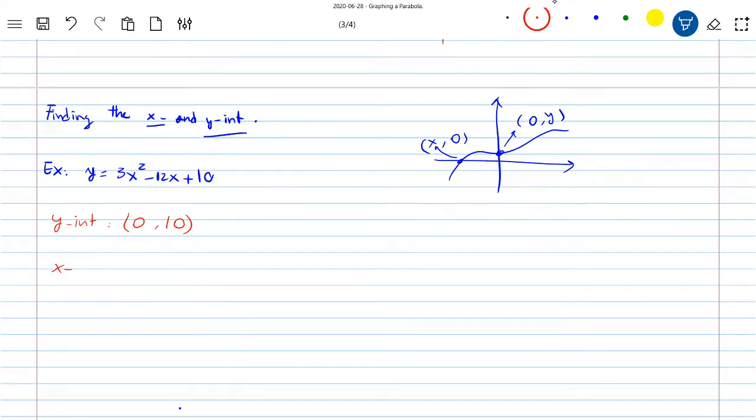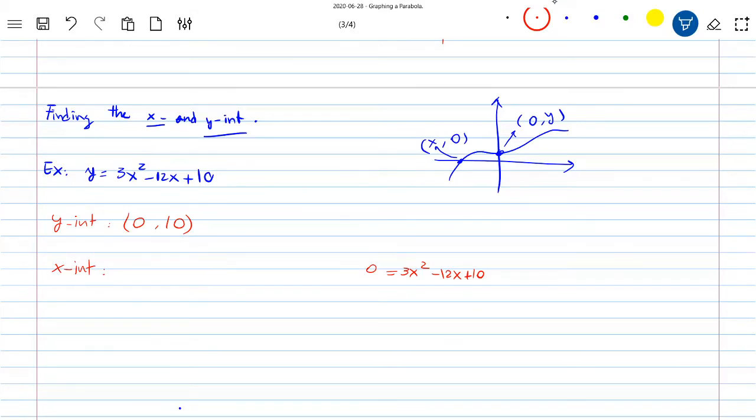How about the x-intercept? You replace y with 0. So what you have is 0 equals 3x squared minus 12x plus 10. This is a quadratic equation. How can you solve it? Factor it out if you can. If you don't know how to factor it, just use the quadratic formula. In this case, I'm going to use the quadratic formula.